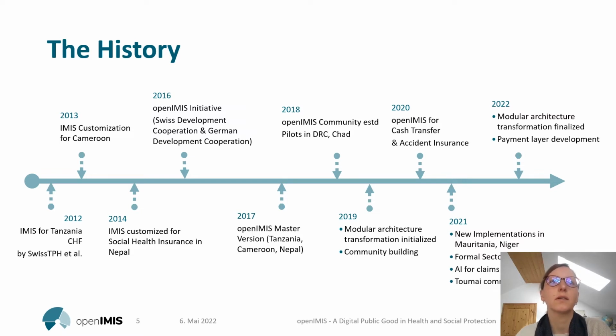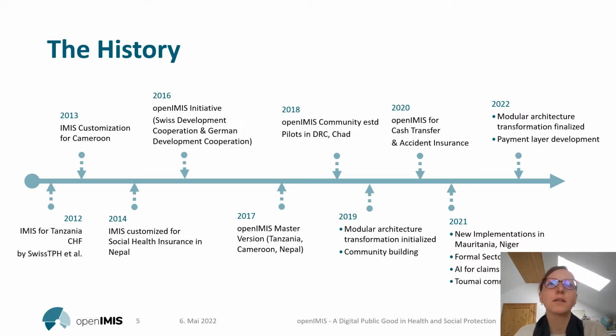It was first implemented in 2012 as the IT backbone for operating community health funds in a district-based prepayment scheme in Tanzania. And the system was then adopted for a mutual-based health insurance scheme in Cameroon in 2013, and later customized to operate Nepal's health insurance scheme, first in a pilot in 2014 and later on national scale in 2016. The growth and demonstrated potential for easy adoption to different types of health financing and social protection mechanisms prompted SDC to release the management information system through an open source license. So this was how openIMIS was born.